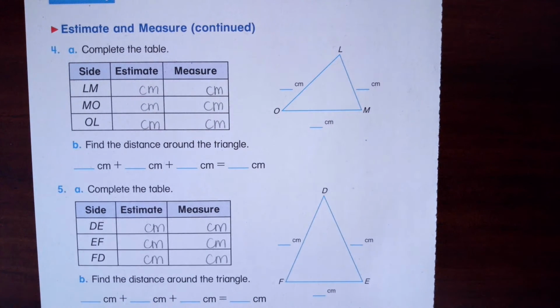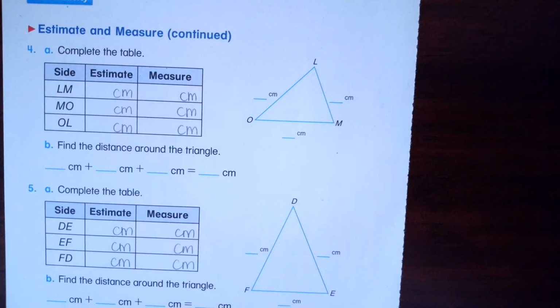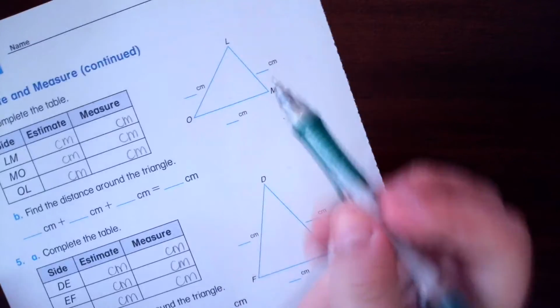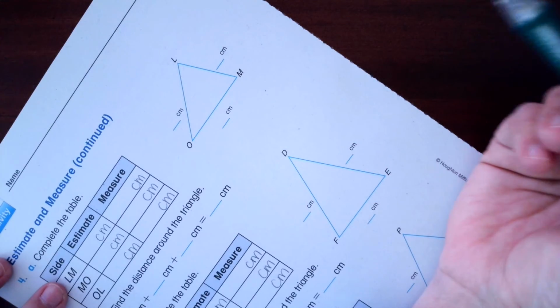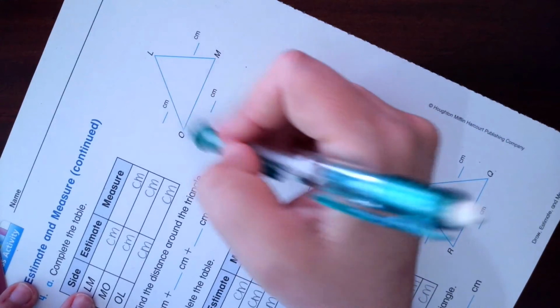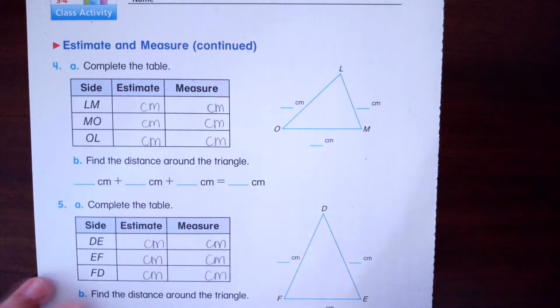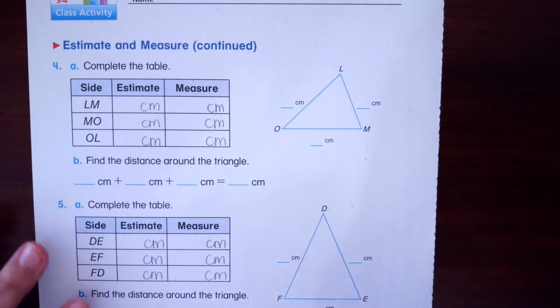All right, so now what we're going to do is look and estimate for each one of these triangles. So let's start by talking about number 4. If I look at number 4, I'm not sure if any of the sides are the same. LM is definitely one of the shorter ones, but maybe if I turn my paper, maybe OL and MO are the same. So think about that when you're making your estimates. So go ahead and make your estimates for this triangle. Remember, no rulers involved. We're just estimating.